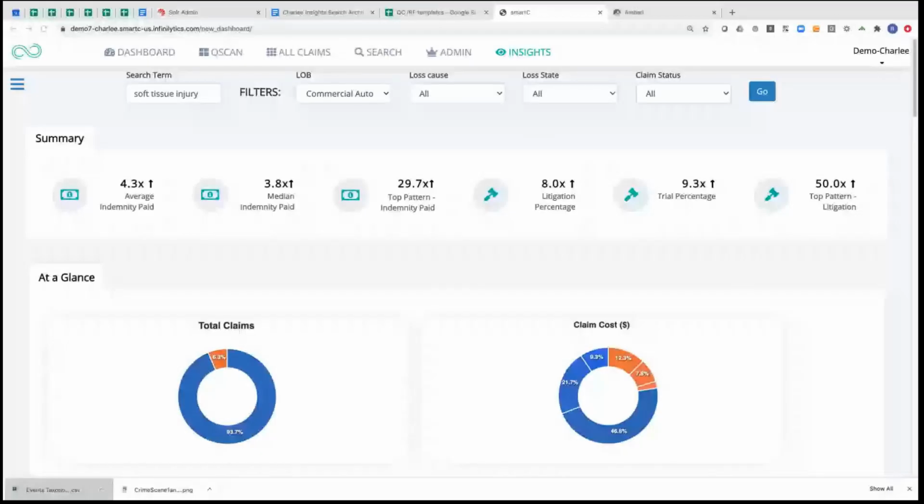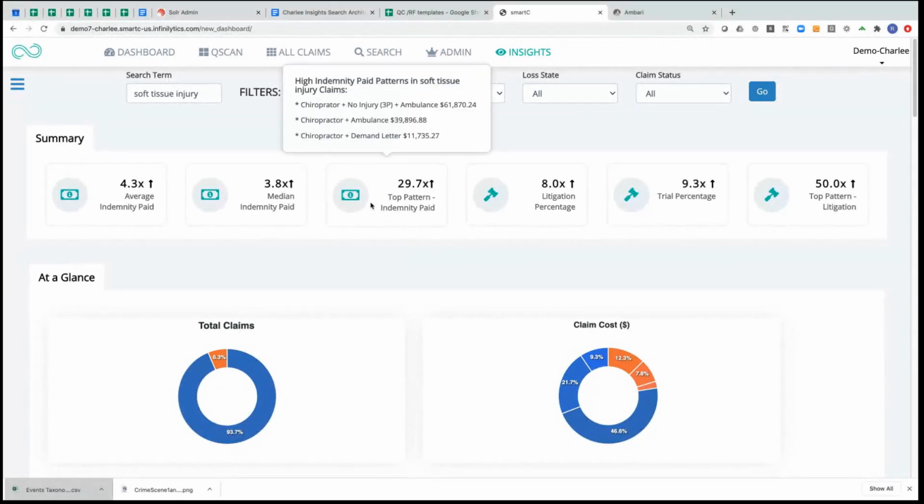Maybe there's specific body shops that are always showing up in the claims. Maybe you have the pattern of a car getting rear-ended and one person goes to the chiropractor and raises a significant amount of medical treatment, but the other two passengers don't go to the chiropractor. I mean, there are some red flags there that the claim needs to be looked at.